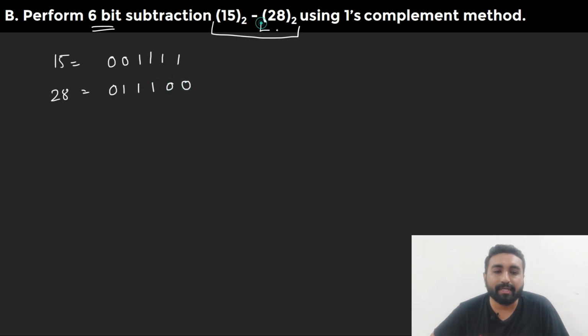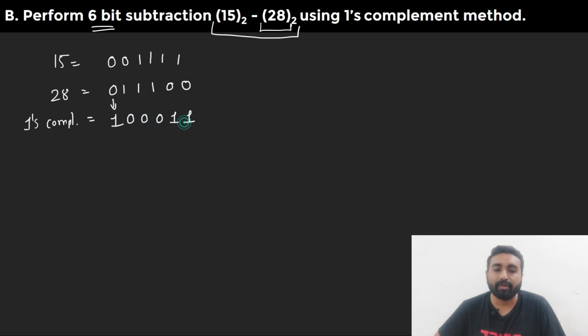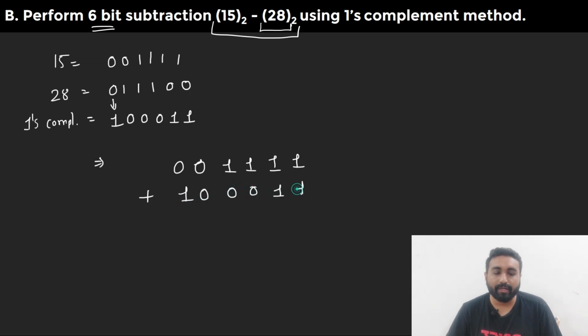Now here our 28 is negative, so we will take the 1's complement of 28. So this will be what? 1 0 0 0 1 1. Now we will add 15 and the 1's complement of 28. So 0 0 1 1 1 1 plus 1 0 0 0 1 1.